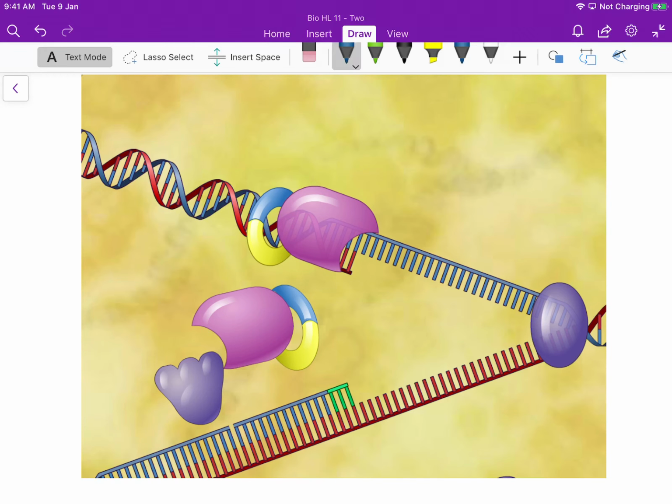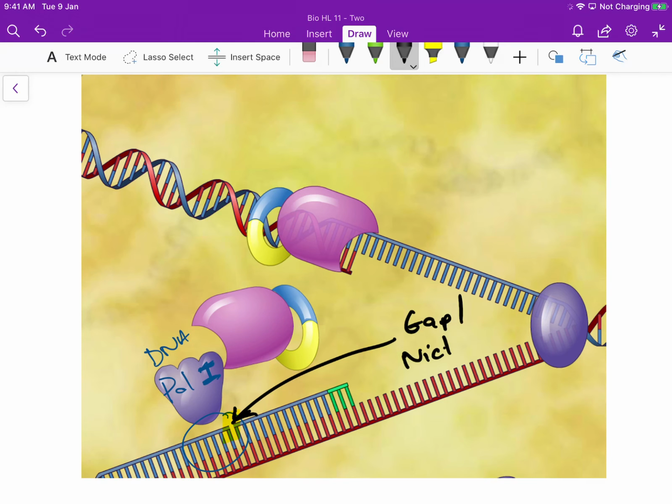So here's our DNA polymerase 1. We just use the Roman numeral I, and it's replaced, you can see here there's no RNA anymore. So it's replaced the RNA with DNA, and that's good, but there's still a problem. Here we can see a gap, where there is no bond between those nucleotides. So there's a gap, or we could say it's a nick in the DNA, and that needs to be sealed.